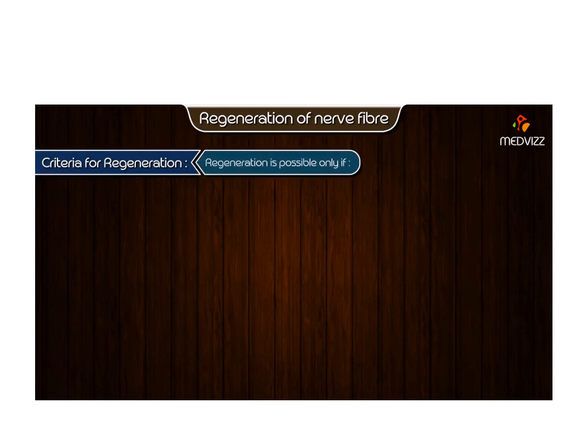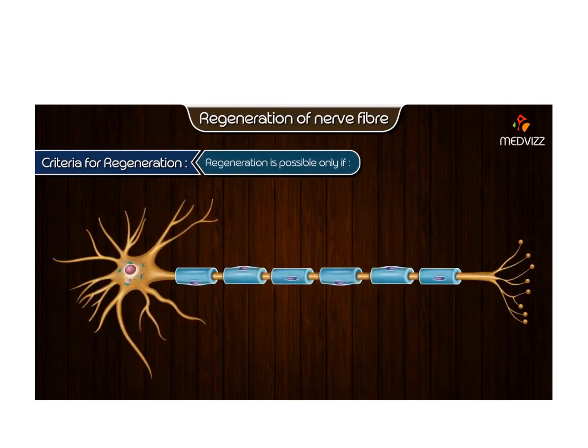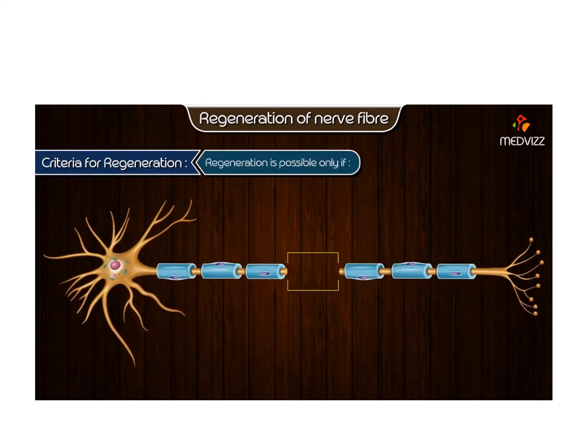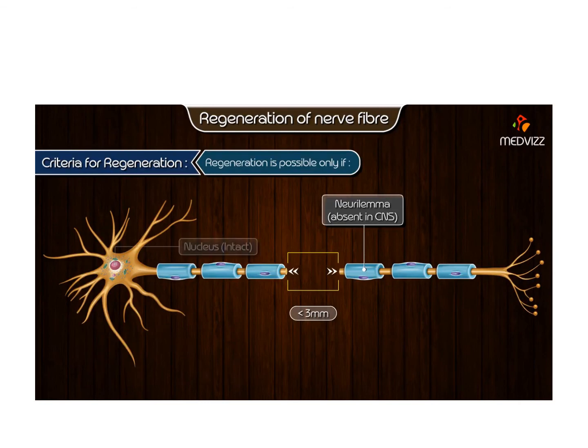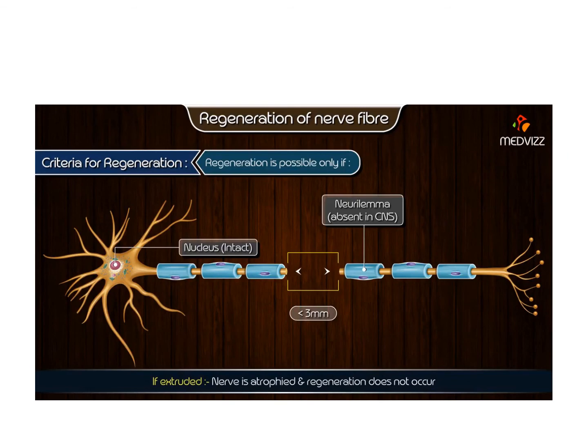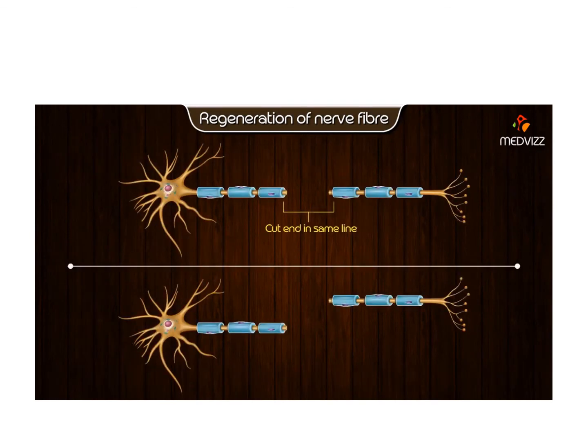Criteria for regeneration. Regeneration is possible only if certain criteria are fulfilled by the degenerated nerve fiber. The criteria are as follows. Gap between the cut ends of the nerve should not exceed 3 millimeters. Neurolemma should be present. As neurolemma is absent in CNS, the regeneration of nerve does not occur in the CNS. Nucleus must be intact. If it is extruded from the nerve cell body, the nerve is atrophied and the regeneration does not occur. Two cut ends should remain in the same line. Regeneration does not occur if any one end is moved away.